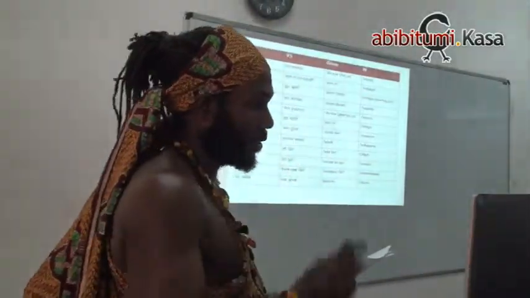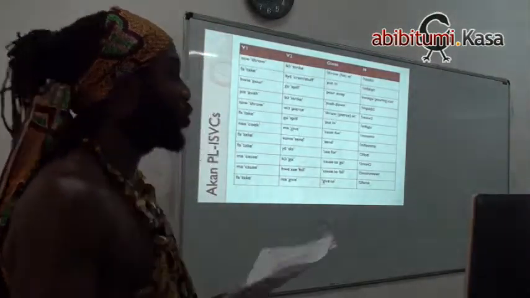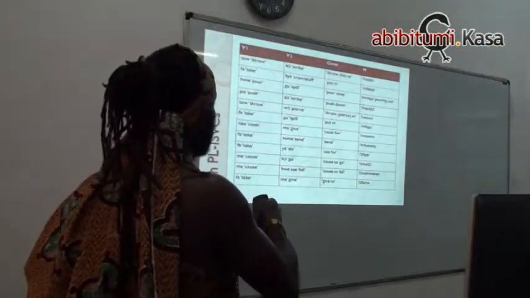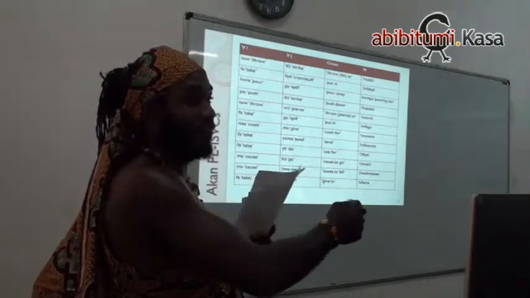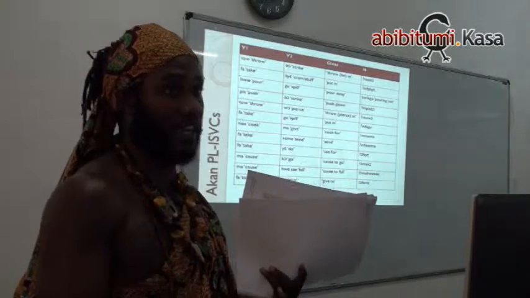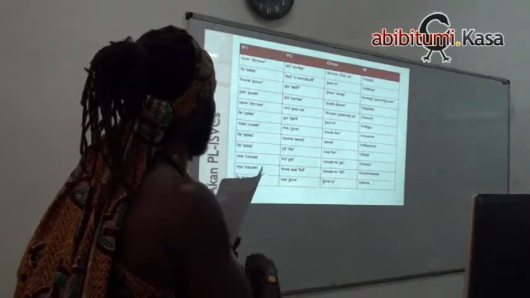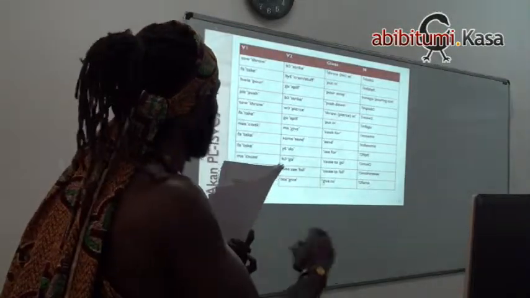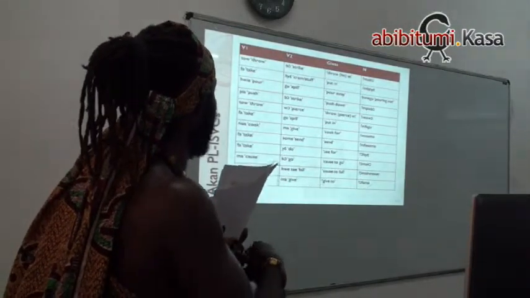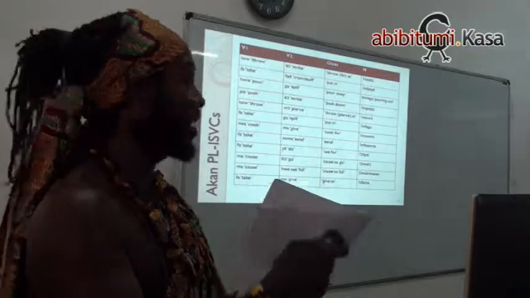Let's continue. Akan PLISVCs. Again, these are the ones where you can see the individual event. They're unitary in a sense, but you can still see this event and that event, and they still mean the same thing in that context. So you can see the pour and you can see the gu for shiegu, etc. So all of these are less lexicalized.